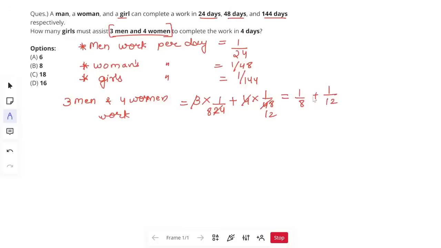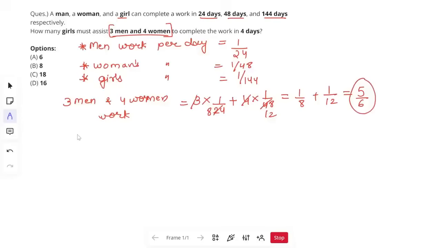Now I'm not solving it here, because you can directly solve it, otherwise it will take more time. So I'm just directly writing the final solution that we will get after adding these two. The final value will be 5 by 6. So now we have got the work done by 3 men and 4 women, which is 5 by 6. Now for the remaining work we want girls.